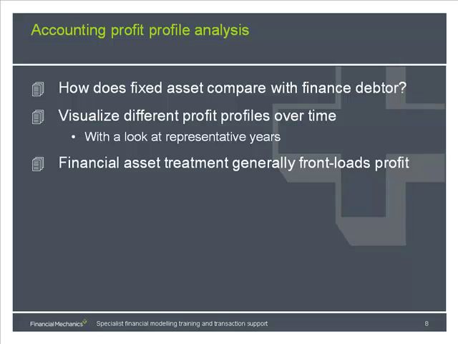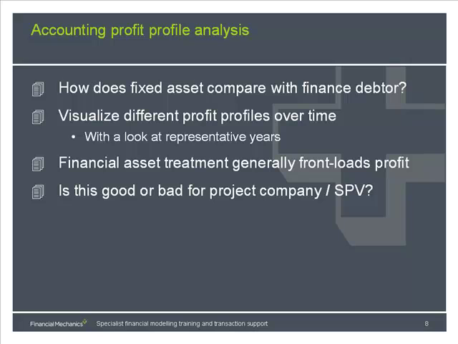We commented that generally speaking, the financial asset treatment is going to front load profit, and the example that we have is pretty typical in many ways. It does beg the question, is this good or bad for our company? A quick assessment would be, well, generally having positive things happen to you in the near term and deferring bad news for as long as possible, meaning the lower profits, is a good thing.